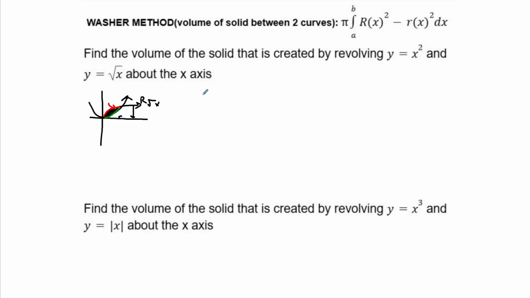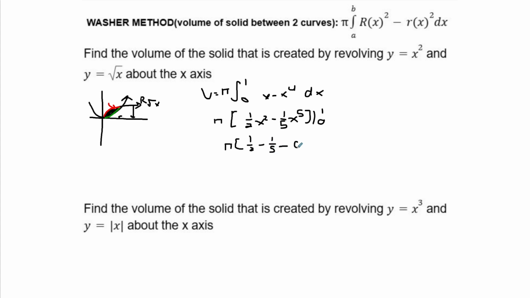So how are we going to write this? We're going to write volume equals pi times the integral from what to what? Well, when does x squared equal root x? That's going to be at 1, so it's 0 to 1. We would then have the square root of x squared, so just x, minus x to the fourth, dx. So this would be pi times, we can just integrate this now: 1/2 x squared minus 1/5 x to the fifth from 0 to 1. So we have pi times 1/2 minus 1/5 minus 0, which gives us 3 pi over 10.